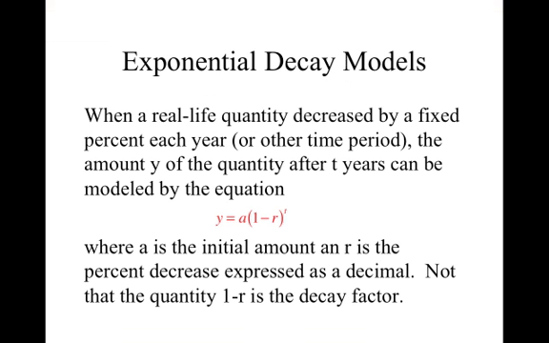Okay, exponential decay models. When a real-life quantity decreases by a fixed percent each year or other time period, the amount y of the quantity after t years can be modeled by the equation y equals a times (1 minus r) to the t power, where a is the initial amount and r is the percent decrease expressed as a decimal.